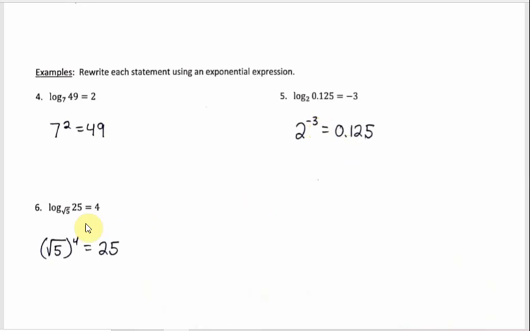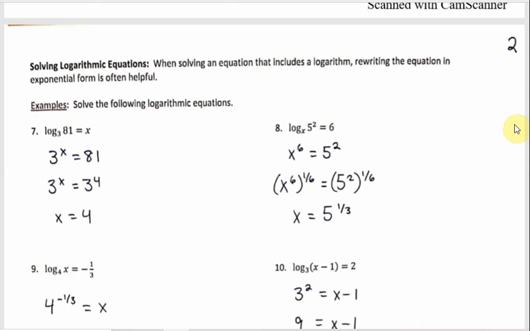Down here, you can have a base that's irrational. You don't see it that often, but you could. And this is a case where it happens, because if you raise radical 5 to the power of 4, you'll get 25, right? Since radical 5 to the 4th is the same thing as 5 squared. So yeah, that's 25.